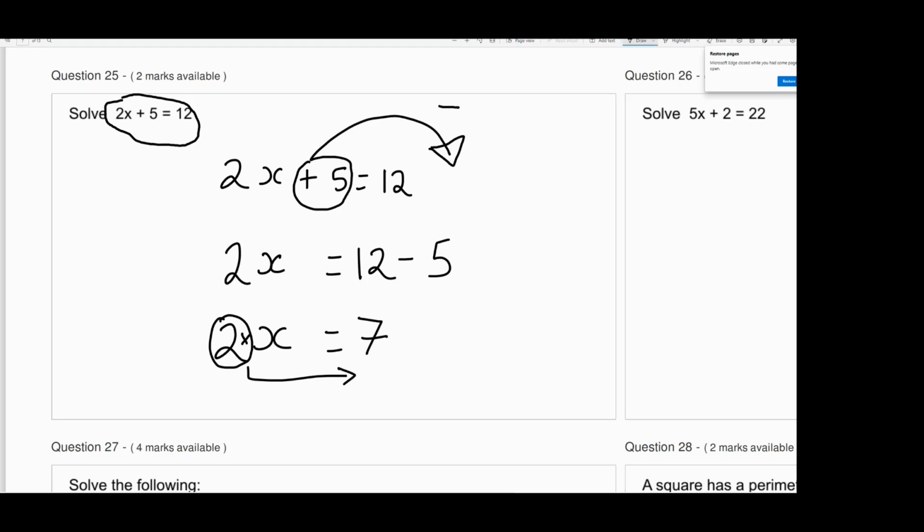Yeah, exactly. You've got to divide by 2. Brilliant. So we have x equals 7 divided by 2. And we can use a bus stop. 2 into 7 goes 3, with remainder 1. 2 into 10 goes 5, so we get 3.5. That's it. Okay.